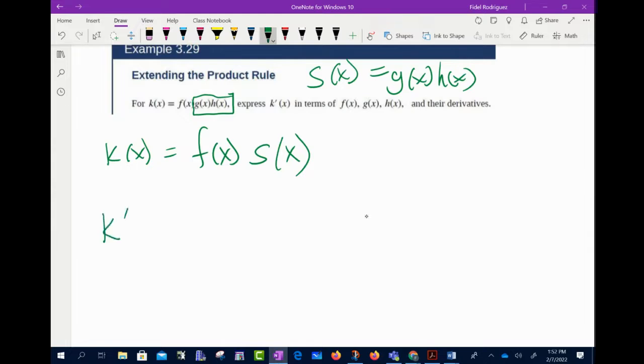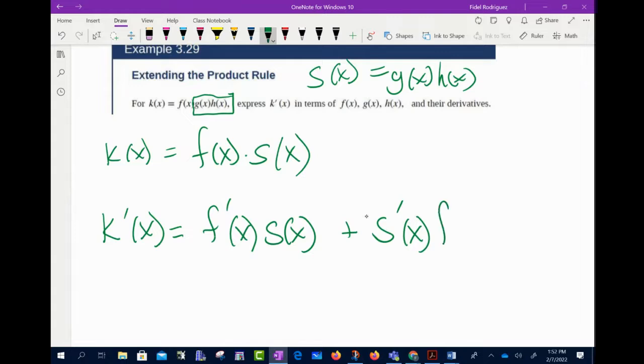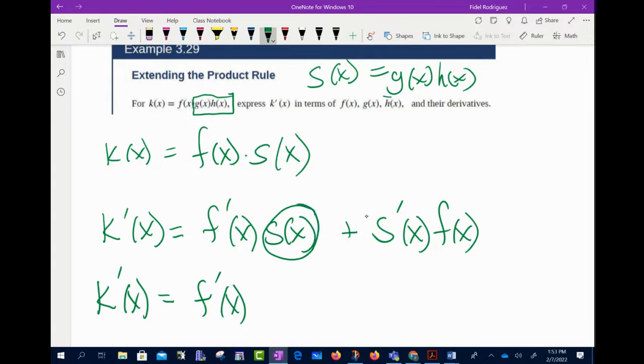Okay. Now, remember what we said when we're taking the derivative of a product? We say we're going to take the derivative of the first times the second plus the derivative of the second times the first. Isn't that what the rule was? Right? Okay. Now, I'm going to show you something here, y'all. I'm going to leave that f prime of x alone. What did we say that s was equal to? So right here I'm going to put g of x and h of x.